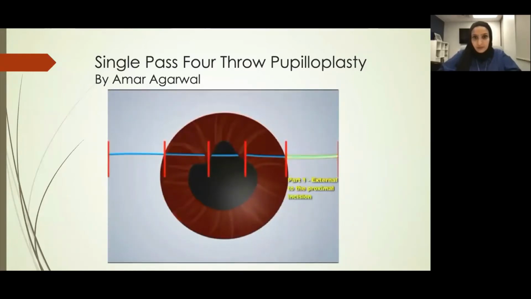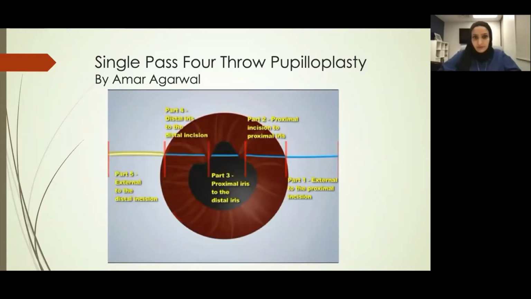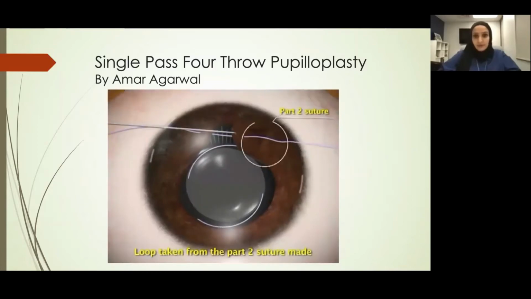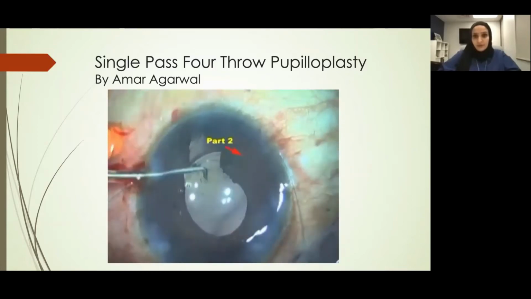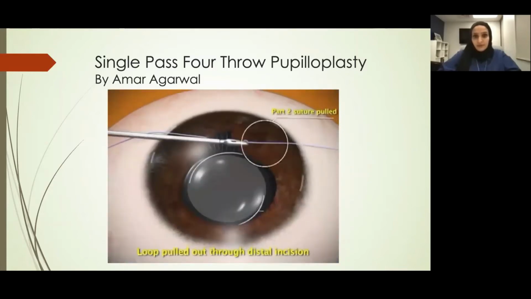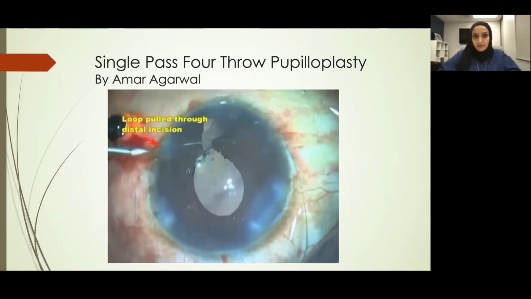Part 1, external to the proximal incision. Part 2, proximal incision to the proximal iris. Part 3, proximal iris to the distal iris. Part 4, distal iris to the distal incision. Part 5, external to the distal incision. A loop of suture as depicted is taken from part 2 of the suture, pulled out through the distal incision and made to lie on the conjunctiva.